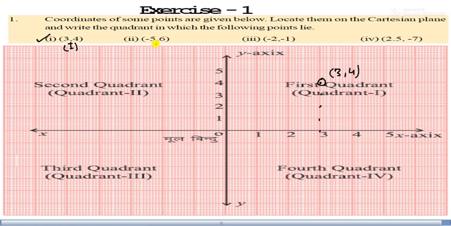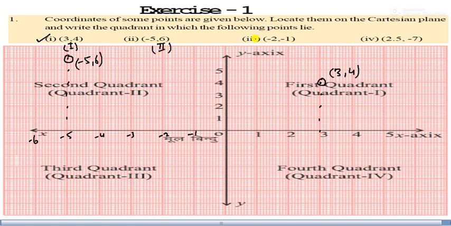Now that is (-5, 6). -5, that is -1, -2, -3, -4, -5, and here is 6. So -5 and 6 is 1, 2, 3, 4, 5, and 6. So you can mark this point and write (-5, 6). And which quadrant? It is the second quadrant. So you can write here second quadrant.